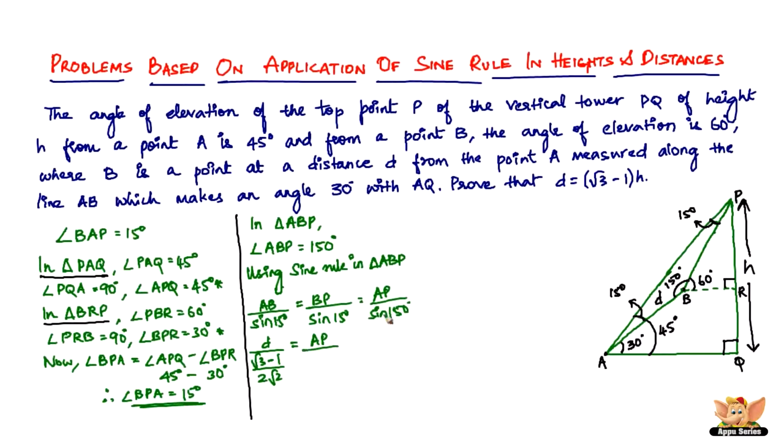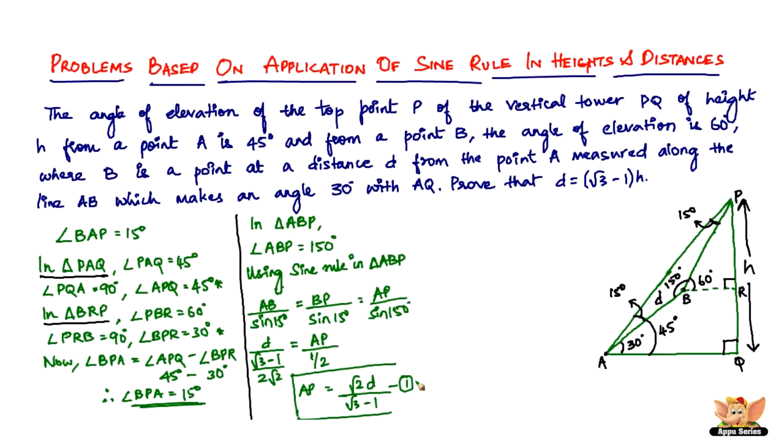So AP divided by sine 150 degrees equals half. Please use the concepts that we did in the previous videos to calculate what sine 150 degrees is, which is equal to half. Okay, so for now we just find out what AP is. AP will be equal to, just cross multiply and solve this. You have AP as root 2 D divided by root 3 minus 1. Alright, let's keep this as equation 1, and this is AP for you.